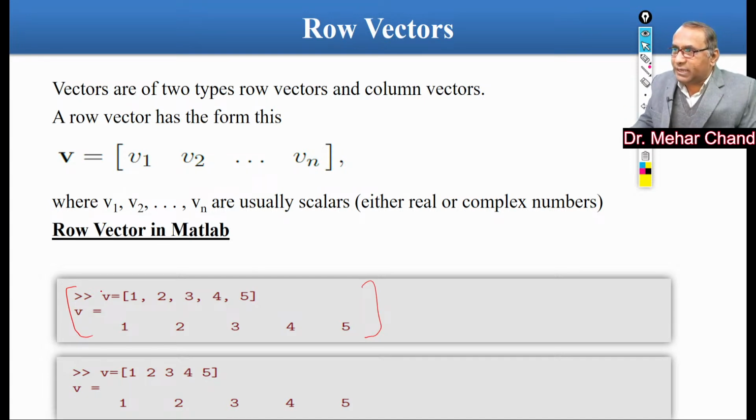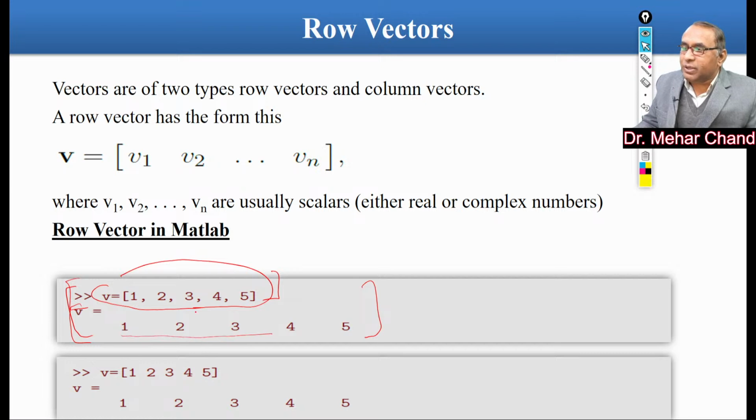When you enter at the prompt v equals 1, 2, 3, 4, 5, and press enter, then we have the vector v. This is the input and this is the output in the MATLAB command window, and it will appear in this way. You can use a comma, or you can use a space in place of the comma, and both have the same meaning. There is no difference.